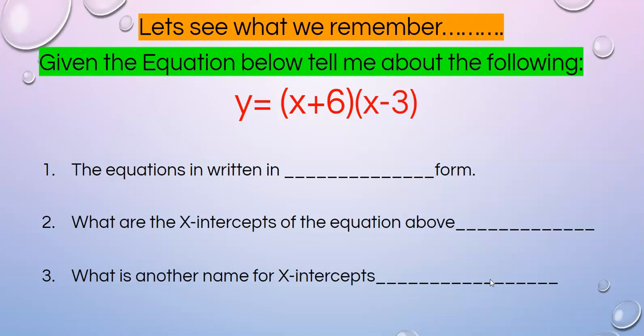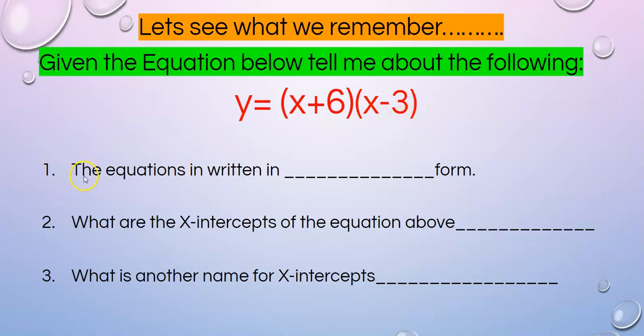Okay, so like with every lesson, we're going to start with a warm-up. So let's see what you remember so far. If I look below, yesterday we already talked about factored form and what that looks like. So we already know that this given equation here in red is written in factored form, where x plus 6 is one factor and x minus 3 is another factor.